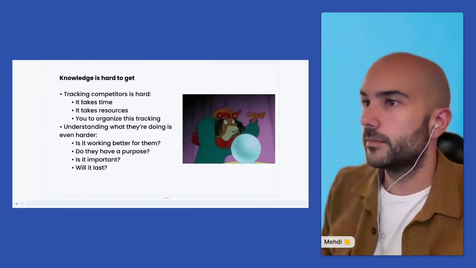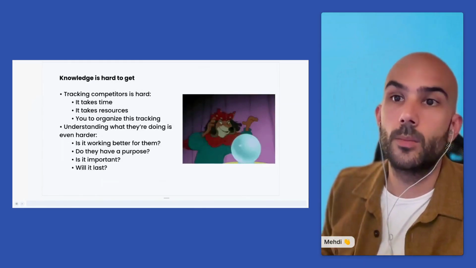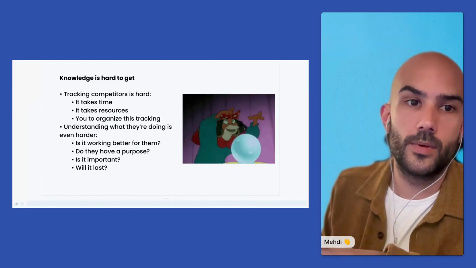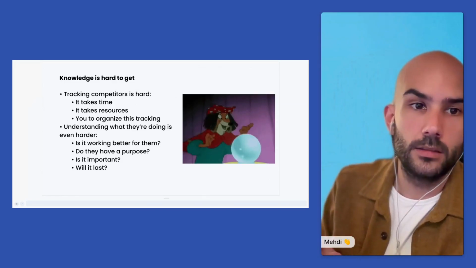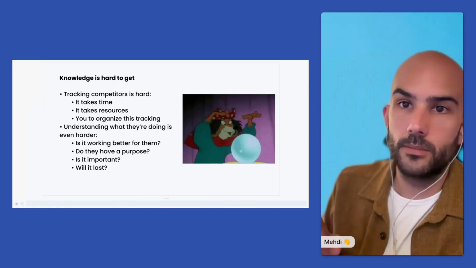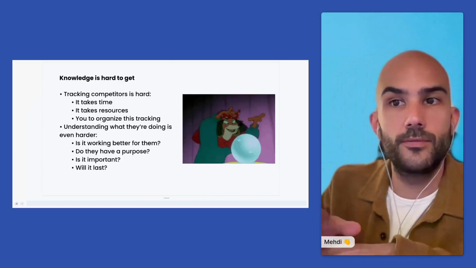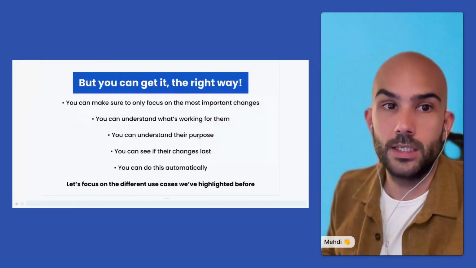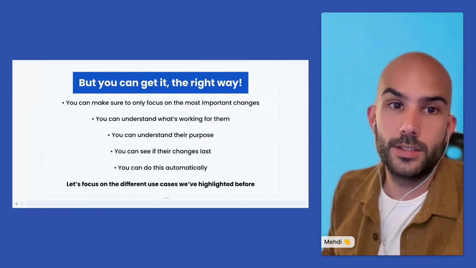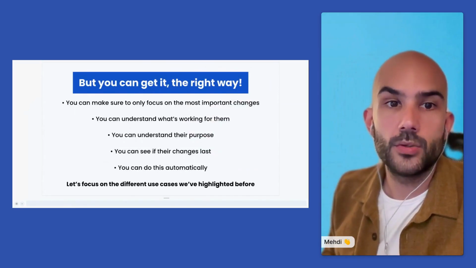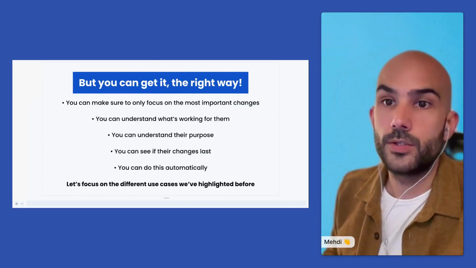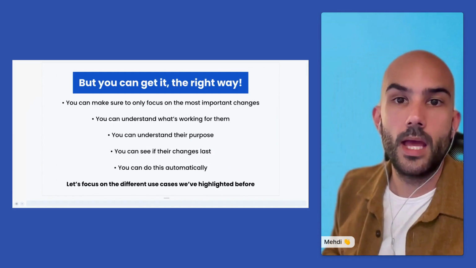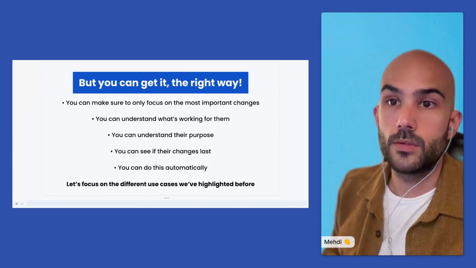The thing is, knowledge is hard to get. It's hard to track competitors because it takes time, it takes resources, and you need to organize this tracking correctly. Understanding what they're doing is even harder. You need to understand if it's working better for them, if they have a purpose, if it's important, and if these changes are going to last. But the good news is, you can get this knowledge, and you can get it the right way. You can make sure to only focus on the most important changes, understand what's working for them, understand their purposes, whether their changes are lasting, and also how to do all this automatically.